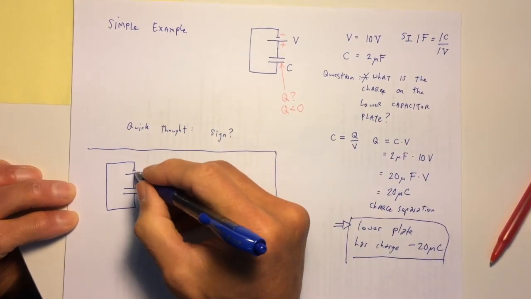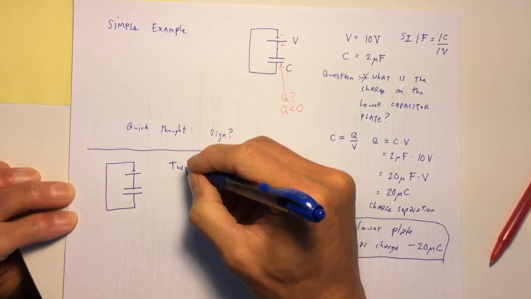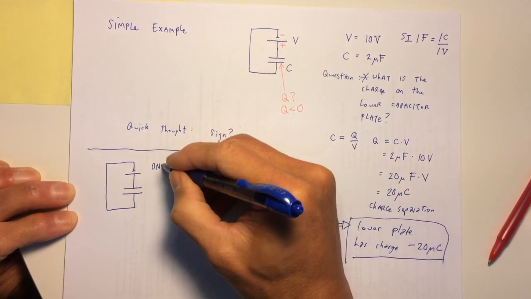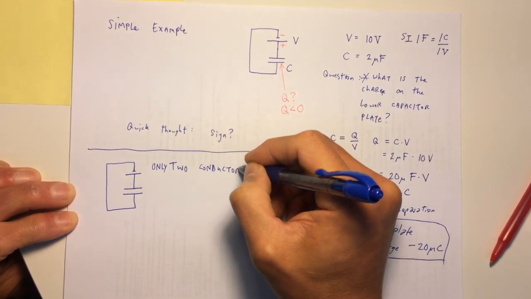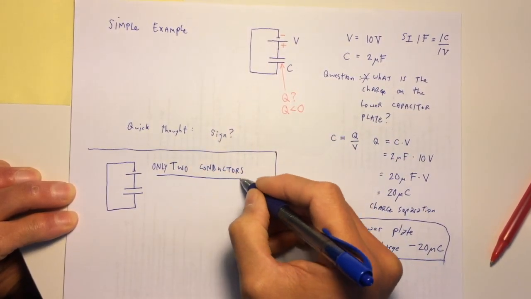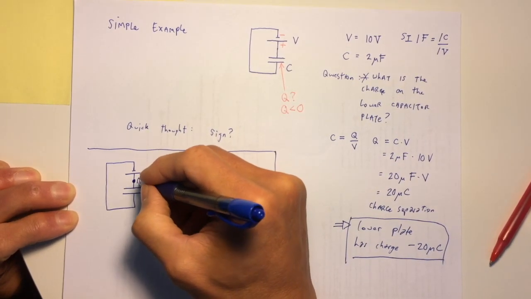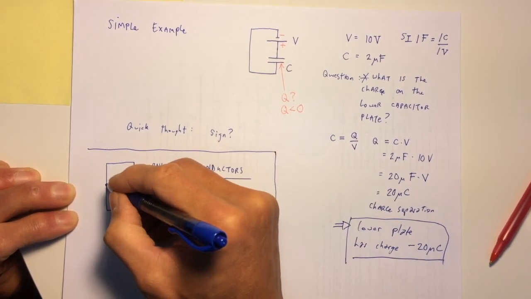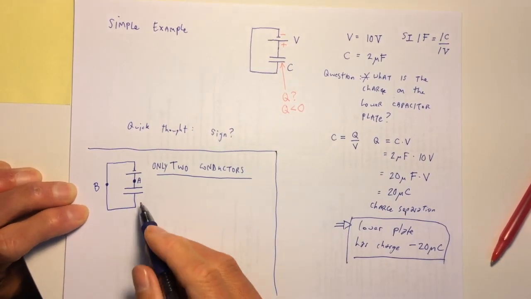And so here's the battery, here's the capacitor. I'd like you to notice that there are two, and there are only two conductors. The two conductors could be labeled A and B.